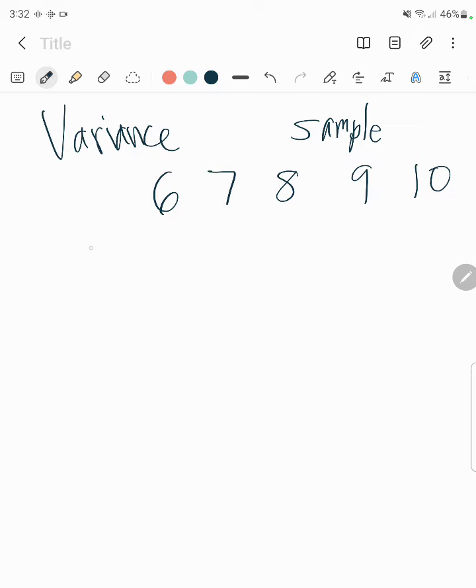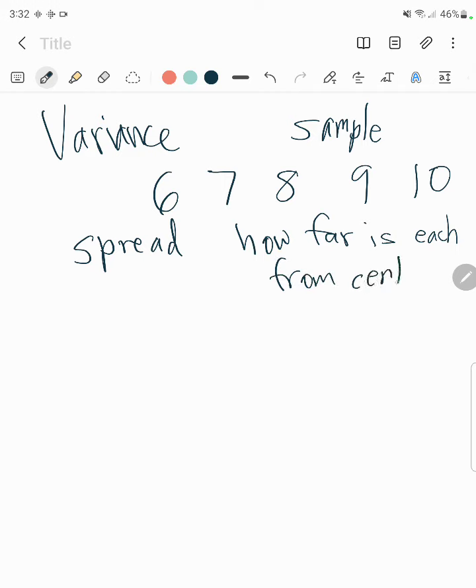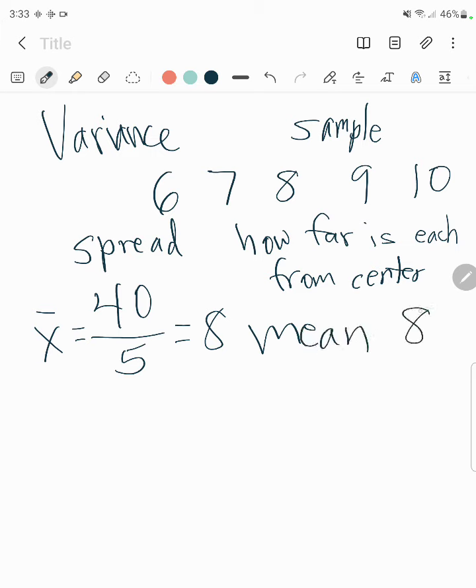Okay, in order to calculate variance, we're trying to find out the spread, and that means how far each of these numbers is from the center. And this measure of center is the mean or average. So the mean or average of these numbers is 8. And that is designated with an x with a line on top of it. That's the average or mean. So the mean is 8.